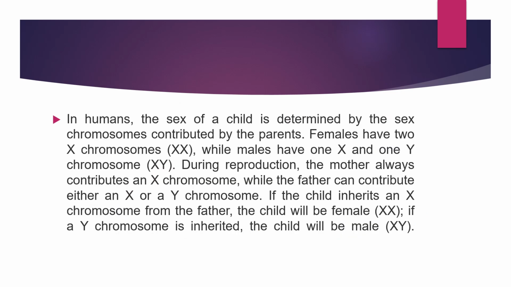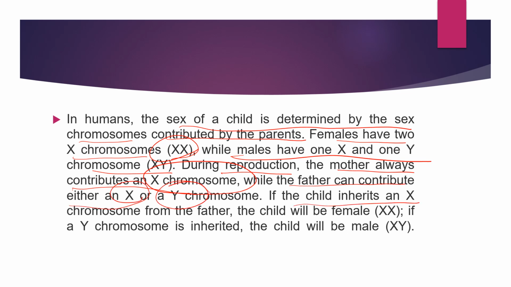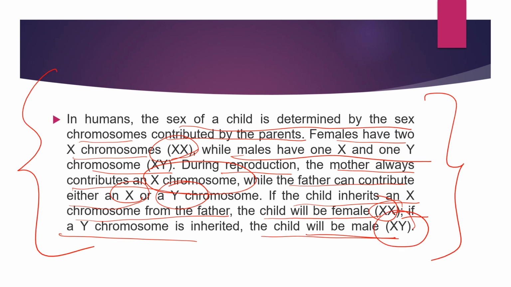Now, we have already told that in humans, the sex of a child is determined by the sex chromosomes contributed by the parents. Females have two X chromosomes, XX, while males have one X and one Y. During reproduction, the mother always contributes the X chromosome, while the father can contribute either X or Y. If the child inherits the X chromosome from the father, the child will be female, XX. And if the child inherits the Y chromosome from the father, the child will be male, XY. So this is the basis of the main secret, who decides the baby's gender. We are getting it slowly and clearly that the father is deciding the baby's gender.